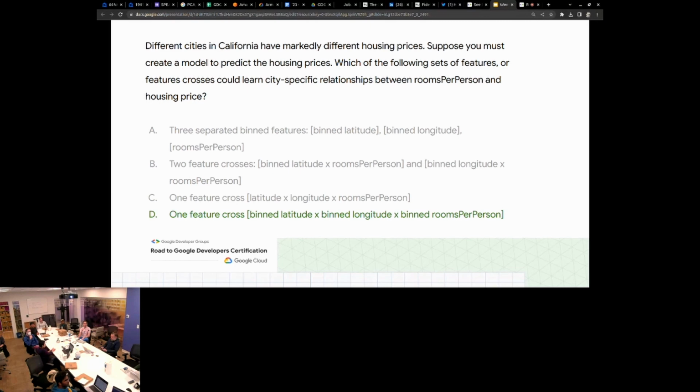So now you have a value for the location in the city and the number of rooms. Basically you are asking your model, if we are in this particular location in the city and we have this many rooms, what is the range of the price? So that's why D.